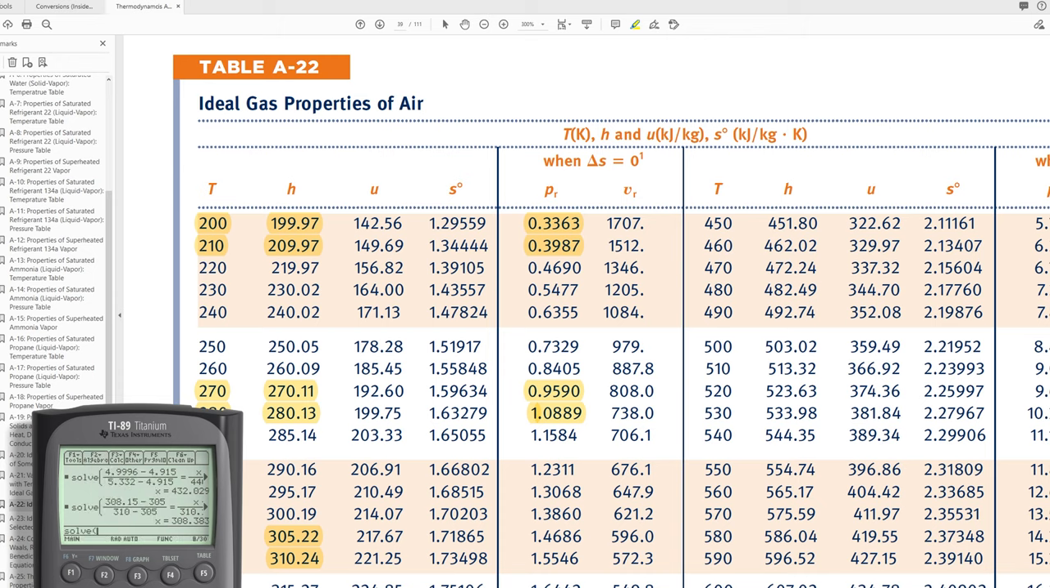So I'm going to take 193.15 minus the higher value, which is 200, and dividing that by 210 minus 200, and setting that equal to X minus 199.97 divided by 209.97 minus 199.97. And we get 193.12. Let me double check that I typed the correct number of nines. Indeed, I did. So 193.12 is my enthalpy at state 5.